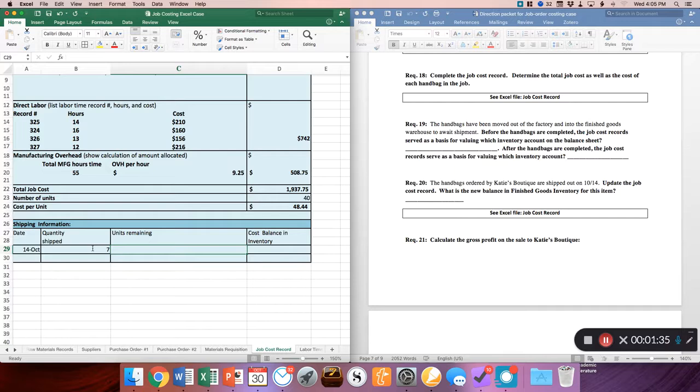And so now we have 40 minus 7 units remaining in our finished goods inventory, right? And so we need to now assign or calculate a value for our finished goods inventory account. So that's either going to be 33 minus or times 48, or however you want to calculate it, but I will calculate it that way because it's the simplest. So that now is the balance. $1,598 is the balance in our finished goods inventory.